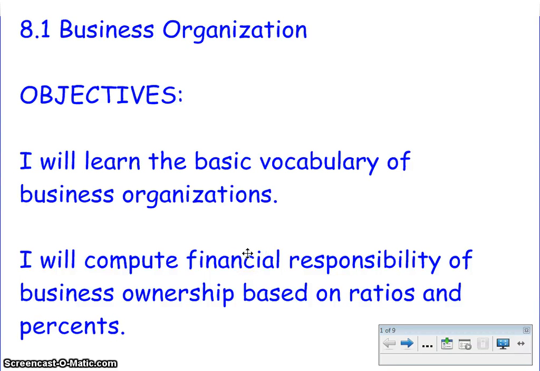All right, let's go ahead and get started with Unit 8 in this particular course. We're going to start with Chapter 1, which is Business Organization. Our objectives for today: I will learn the basic vocabulary of business organizations. I will compute financial responsibility of business ownership based on ratios and percents.